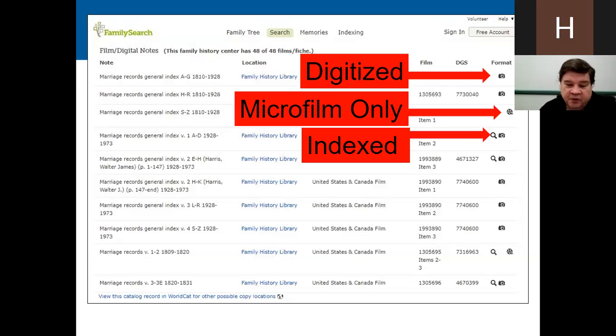And finally, whether it's digitized or microfilmed, there might be this little magnifying glass. And that means there's an index for that bit of information, which means it's easier to search. You don't have to just go page by page.